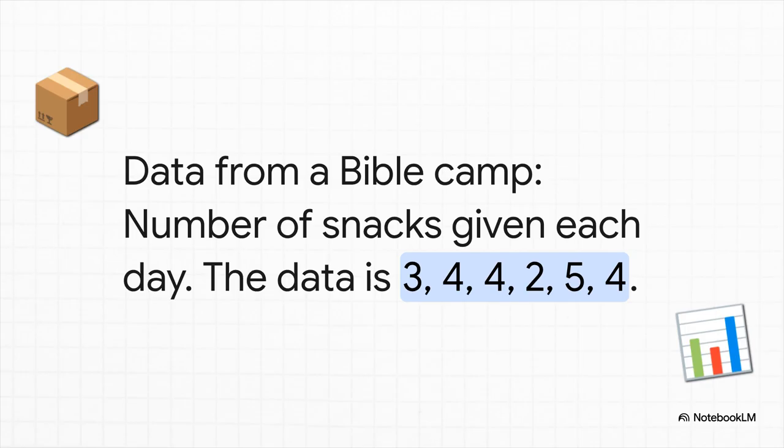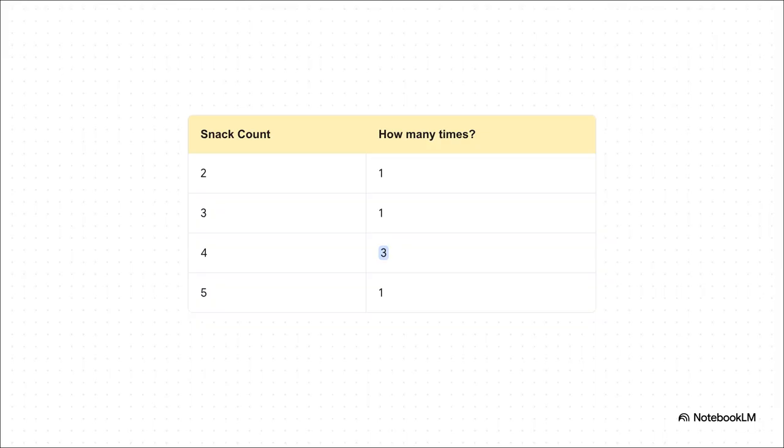At first glance, it's just a bunch of numbers, right? So how do we find the mode? Well, the trick is to just bring a little order to the chaos. Let's just count them up. We see the number 2 shows up once, 3 is there once, 5 is also once. But hang on, look at the number 4. It appears 3 times. That's way more than any other number. And boom, there's our answer, 4. The mode is 4.